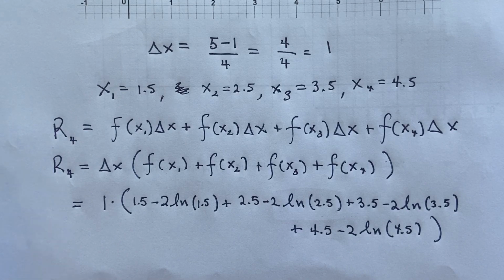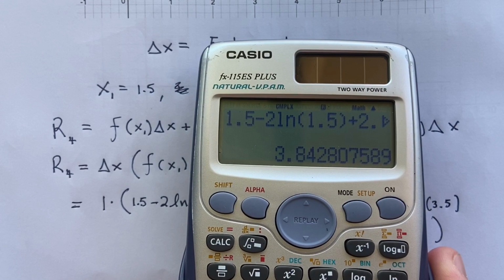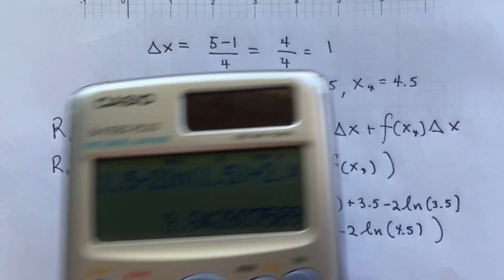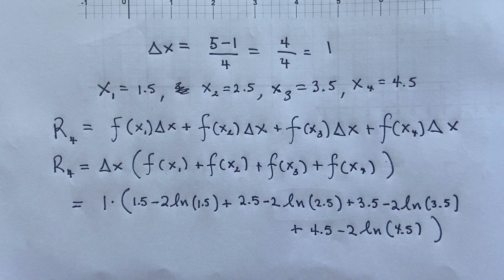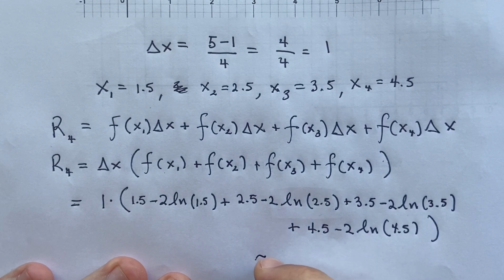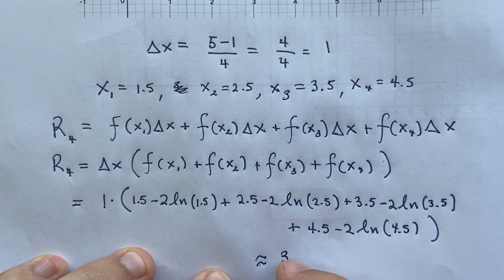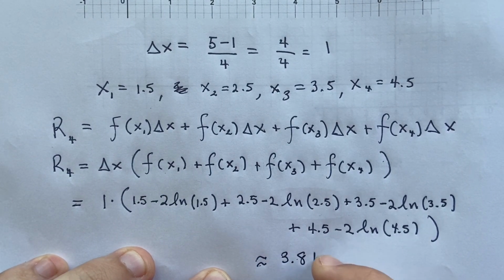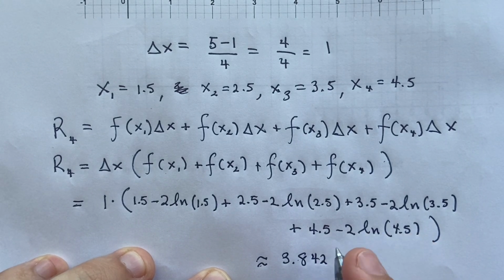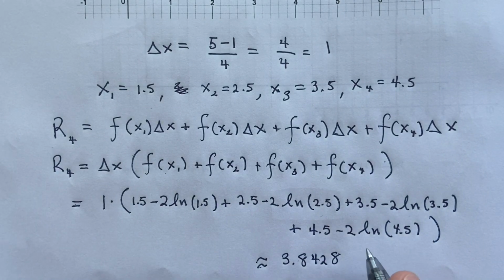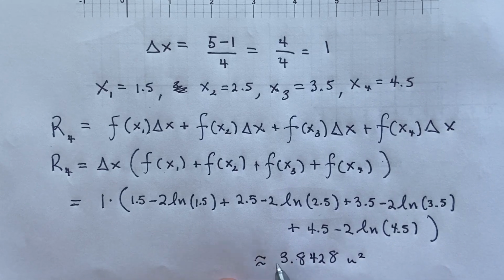So to 4 decimal places, I got this number here. Okay, so this would be about equal to 3.8428, and that would be some unit squared.